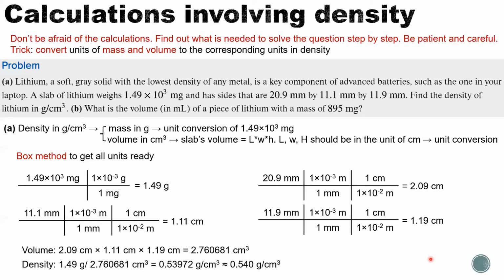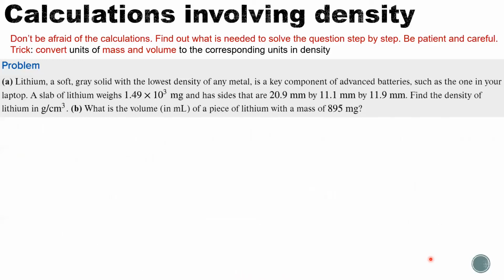It asks another question. B, what is the volume, in the unit of milliliter, of a piece of lithium with a mass of 895 milligrams? It asks you about volume. There are many ways to get volume. Like before, you can get length times width times height. But for this one, it does not say this piece of lithium is a slab. It could be an irregular shape.